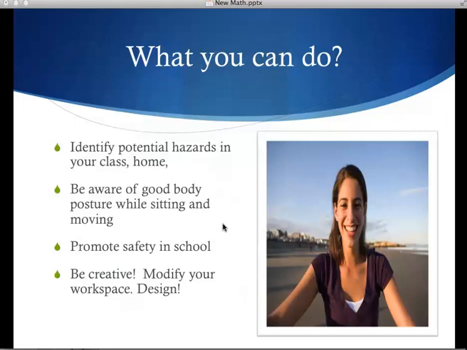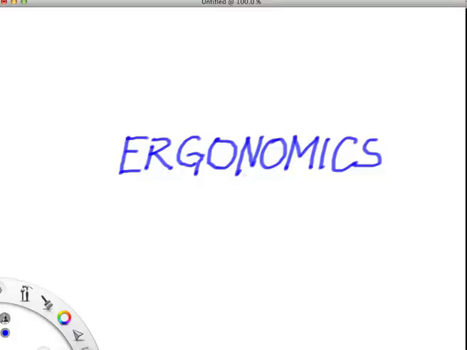There is a big need for creative designers in ergonomics. Maybe you can be one of them in the future. So now, one of the assignments that we're going to do, for tomorrow, we're going to create a map of what you think ergonomics is.